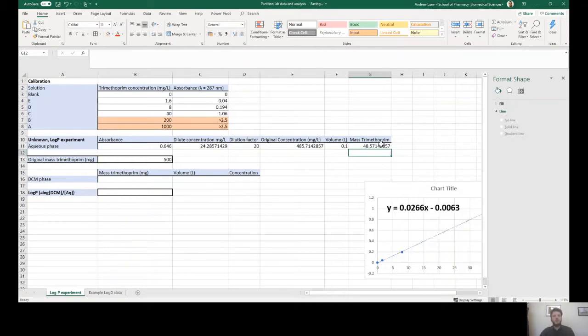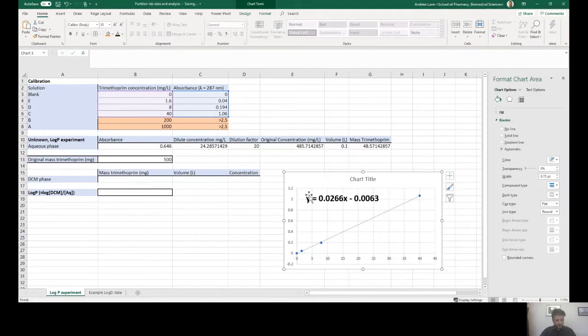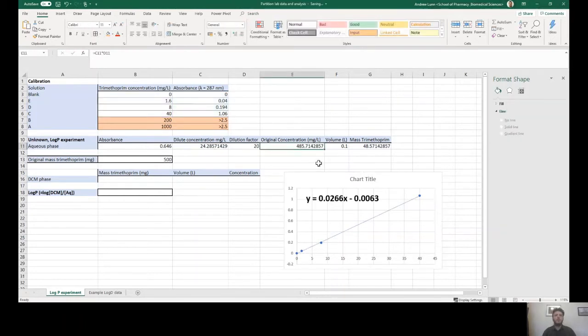So we've gone further than what that question asked now. The question had asked, using the calibration produced, which we have here, what is the concentration of trimethoprim in the aqueous layer of the log P experiment? Well, the concentration was 485.7 milligrams per litre. So let's move on to question 2.